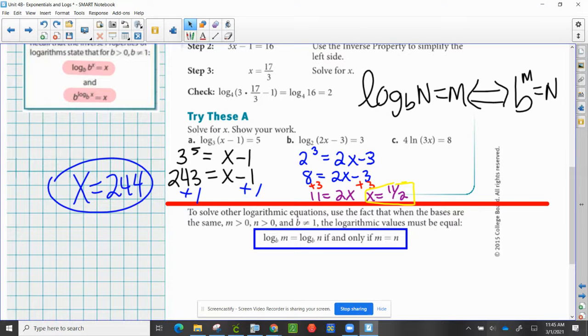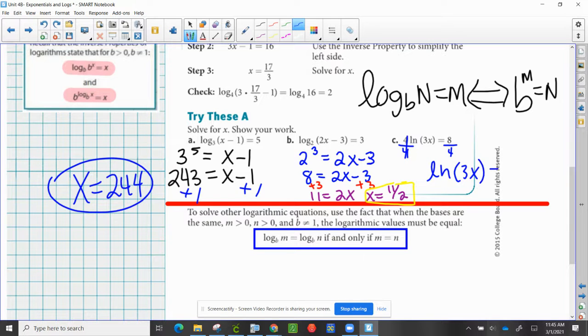All right, let me go over C really quick, because C, our log is not by itself. Okay, you can see the log has a little coefficient in front first. So what we have to do is isolate that log. So I'm going to divide the 4 out on both sides. So that's going to give me the natural log of 3x.